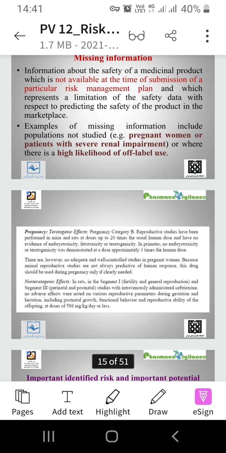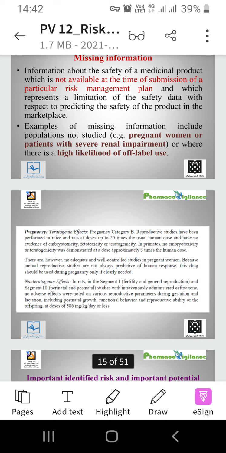Pregnancy and teratogenic effects. Pregnancy category B. Reproductive studies have been performed in mice and rats at doses up to 20 times the usual human dose and have shown no evidence of embryotoxicity, fetotoxicity, or teratogenicity. In primates, no embryotoxicity or teratogenicity was demonstrated at a dose approximately 3 times the human dose. There are, however, no adequate and well-controlled studies in pregnant women because animal reproductive studies are not always predictive of human response. This drug should be used during pregnancy only if clearly needed.